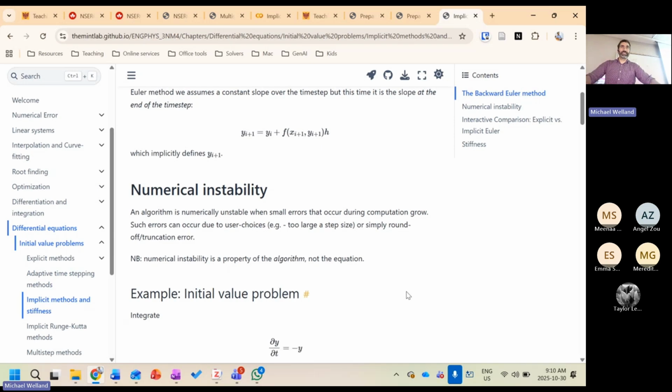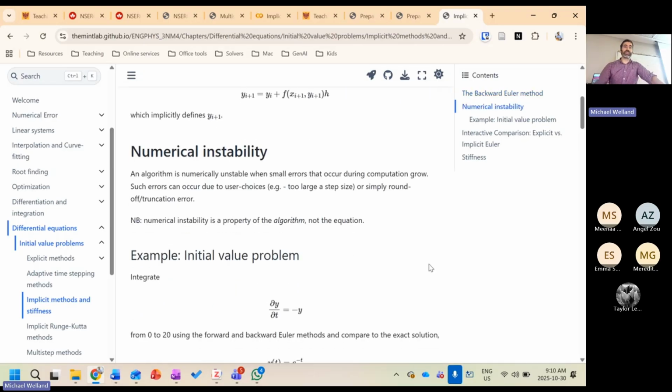Numerical stability. This is an important thing for you guys to understand, so I'll probably end up reviewing this on Friday too, just to make sure. An algorithm for time stepping is numerically unstable when small errors... Actually, that's more general, isn't it? Any kind of iterative algorithm is unstable if errors accumulate and grow and magnify over time. They can occur because of things like discretization, right? Your time step, round off, truncation error. We've been through all these sources of errors.